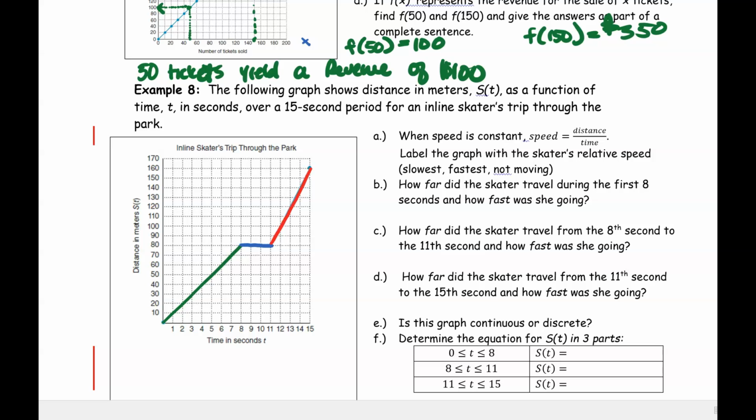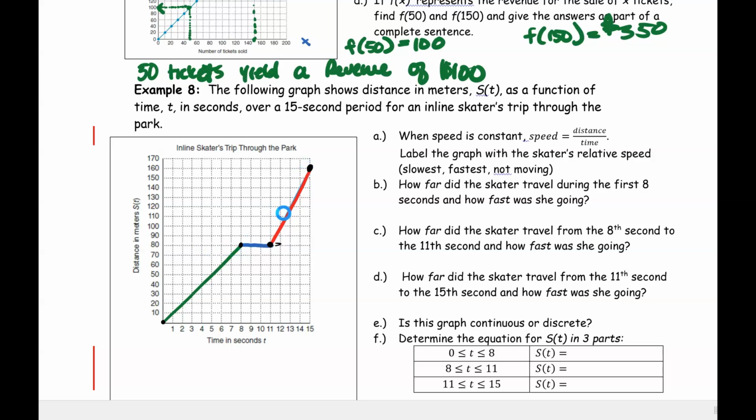So which part, green, blue, or red, is the slowest if this means distance? Okay, so from here to here, the skater went from 0, which is the starting, to 80. So it went 80 meters in 8 seconds. From here to here, the skater didn't move at all because it stayed at 80.